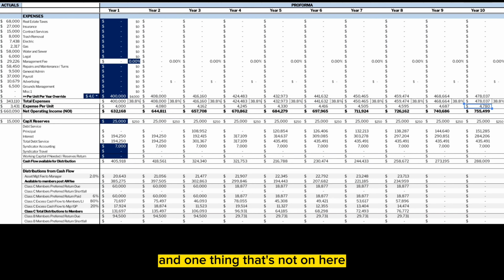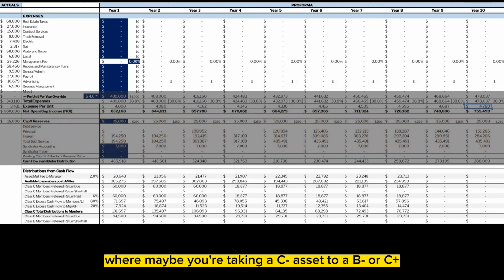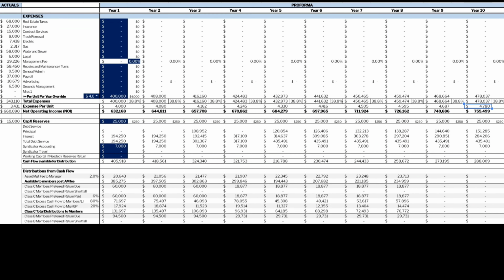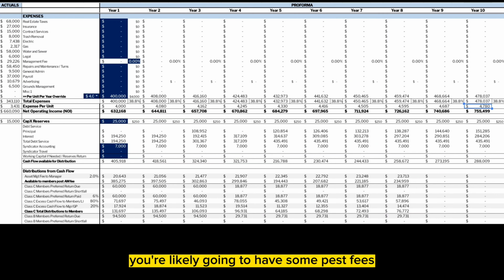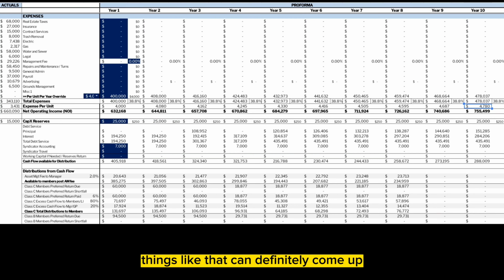And one thing that's not on here, but again, older properties or value add properties where maybe you're taking a C- asset to a B- or C+, we're likely going to have some pest fees and extermination fees, things like that. We've had to deal with bed bugs before. We've had to deal with field mice getting into basements, things like that. That can definitely come up. So take those into account as well.